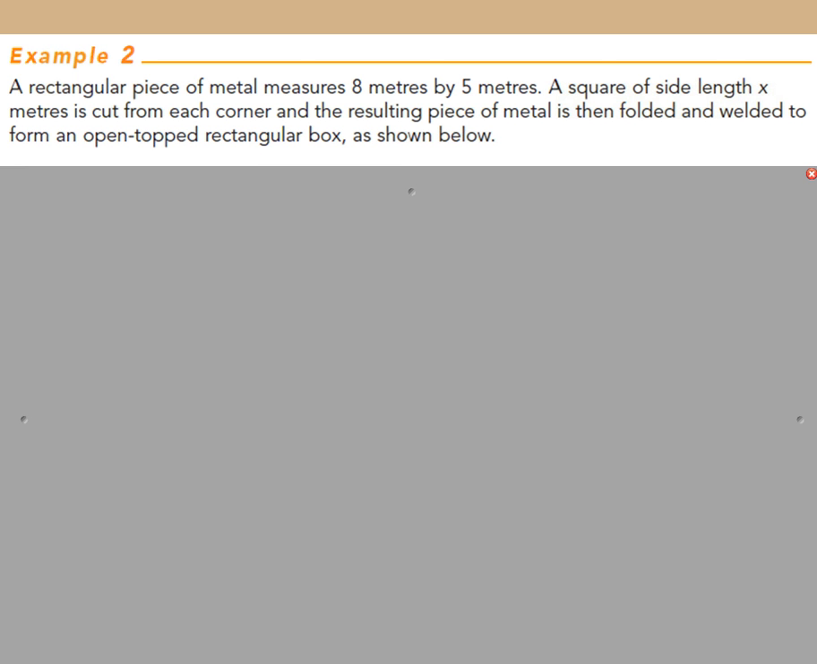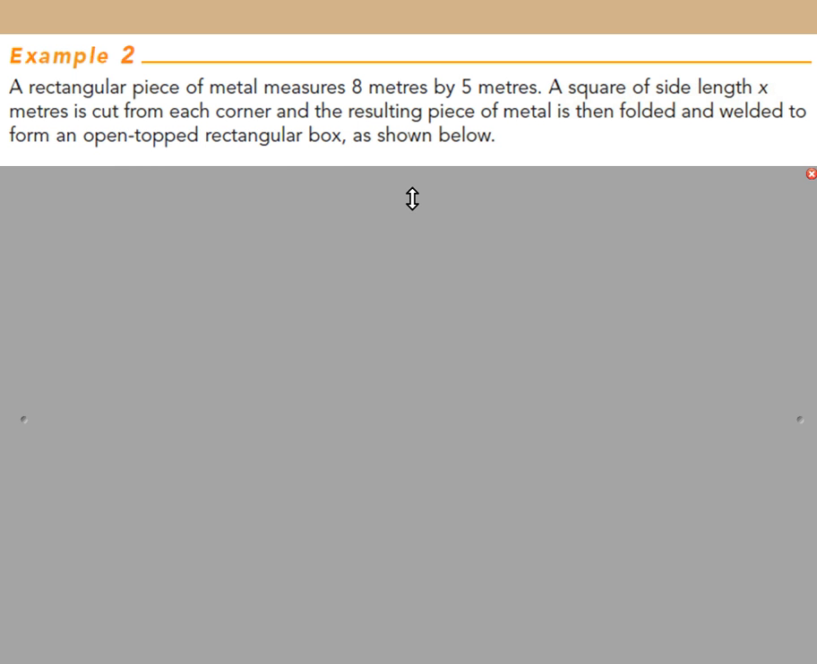Hi, in this second example on finding the maximum and minimum application problem, this time we're going to take a look at finding the maximum volume of a container. Now, as it says here, we start with a rectangular piece of metal 8 by 5 and a square of side length X is cut from each corner, and the resulting piece of metal is then folded and welded to form an open rectangular box.